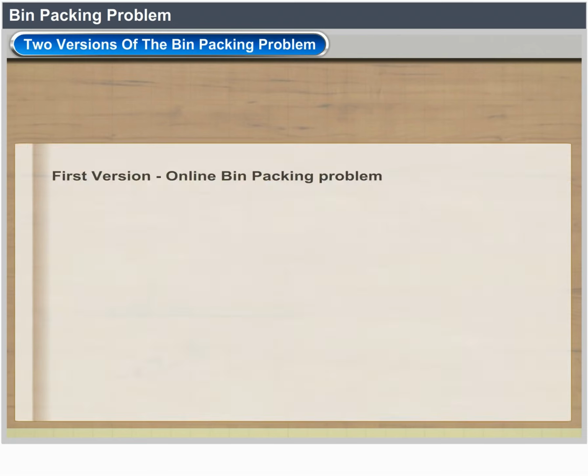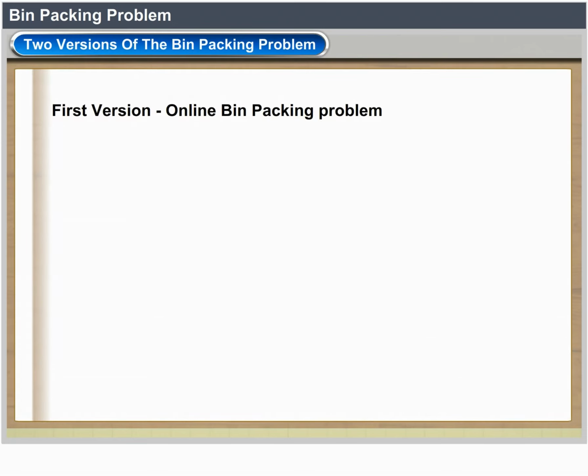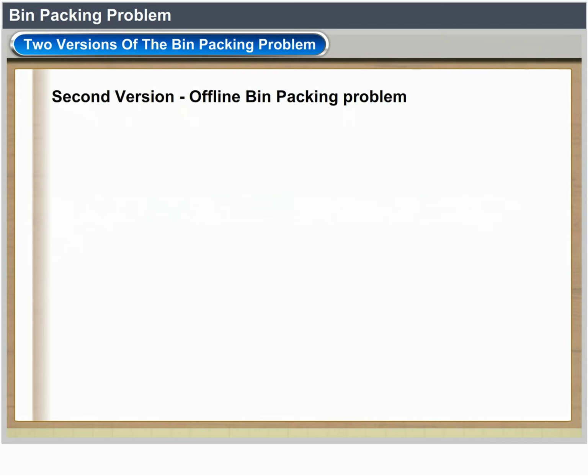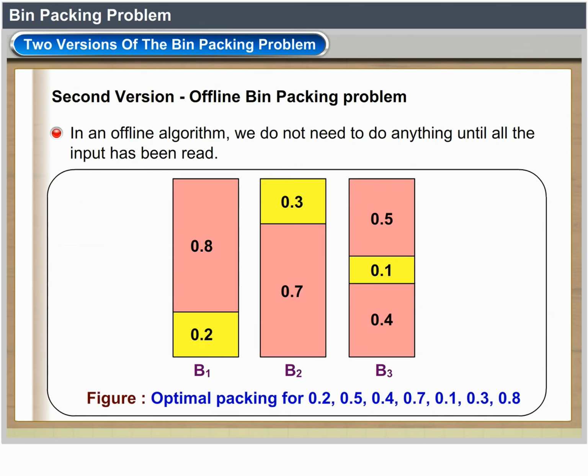Two versions of the bin packing problem. First version, online bin packing problem. Each item must be placed in a bin before the next item can be processed. Second version, offline bin packing problem. In an offline algorithm, we do not need to do anything until all the input has been read. This figure shows optimal packing for the given sequence.